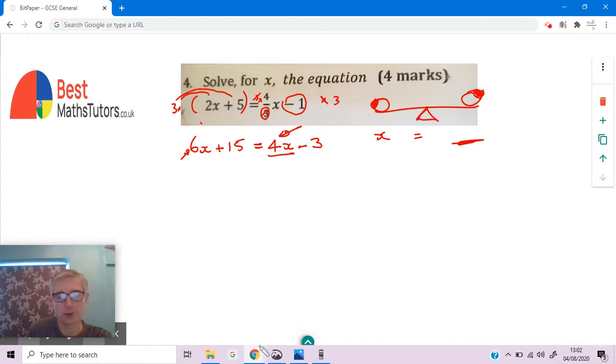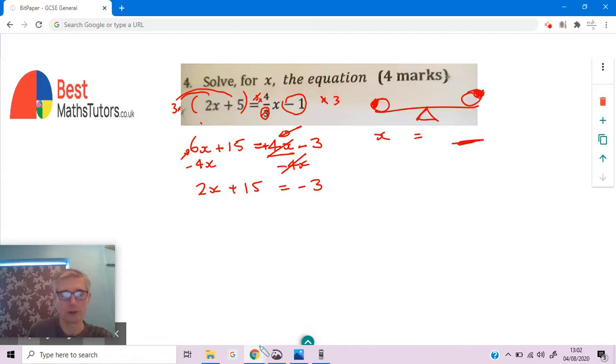So to do that, what I'm going to do is I'm going to subtract 4x from this side, from the right-hand side. But because I've done it there, I've got to do the same thing on this side. So I always need to do the same thing, both sides. So the 4x's will cancel each other out. Because if I add 4x and then take 4x away, then obviously that leaves me with 0. So they disappear. And then I've got 6x take 4x is 2x. So 2x plus 15 equals -3.